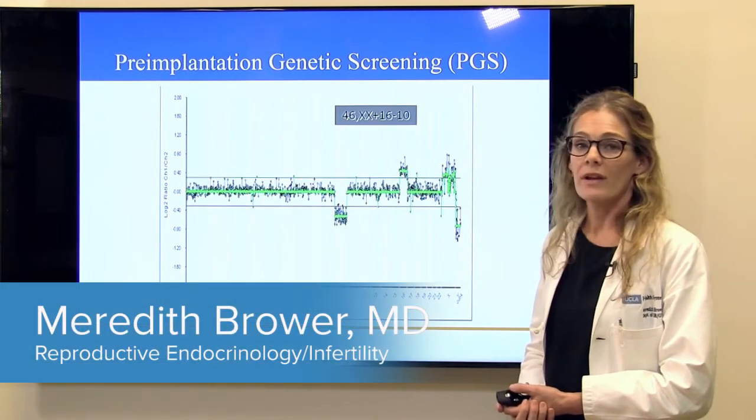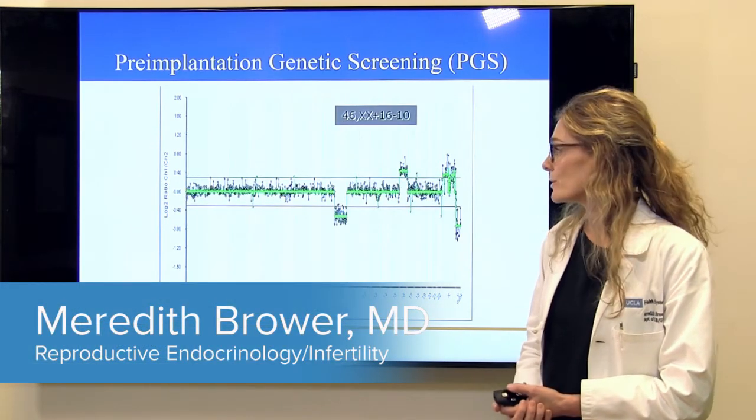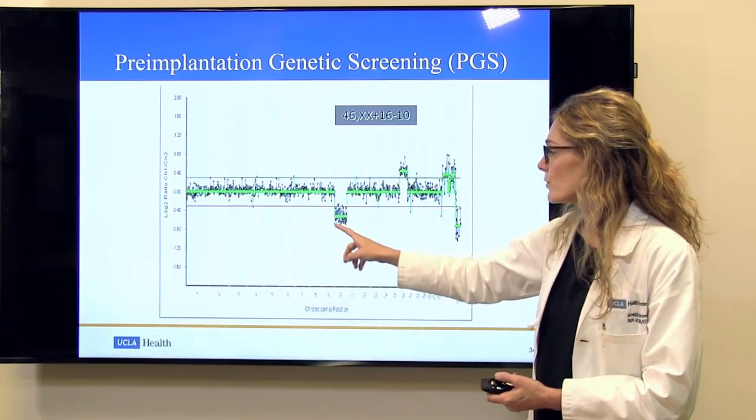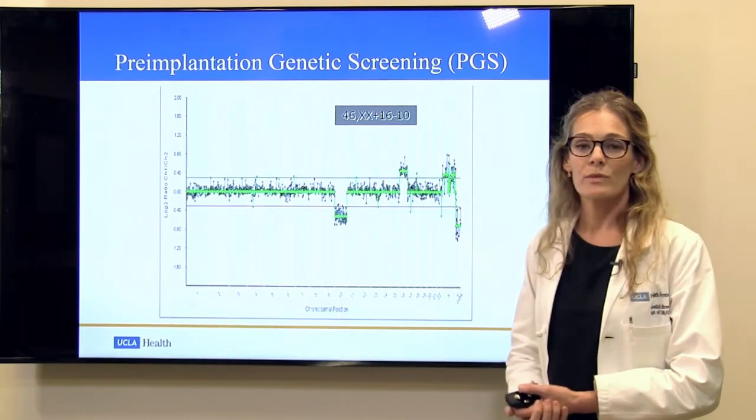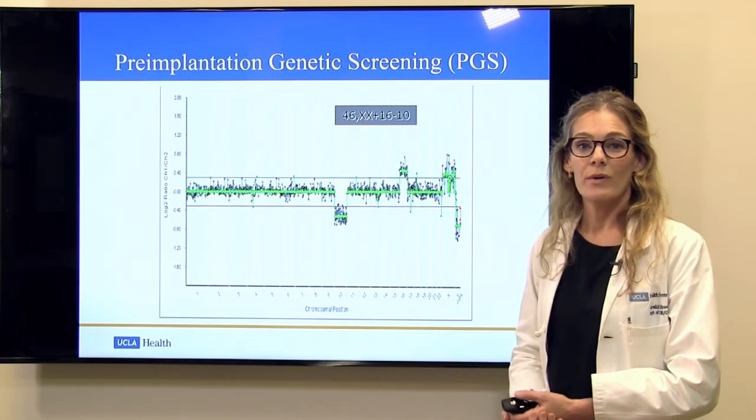This is an example of an embryo that does not have the correct number of chromosomes. Here, this embryo is missing a chromosome 10 and has an extra chromosome 16. This is an embryo that would not be transferred.